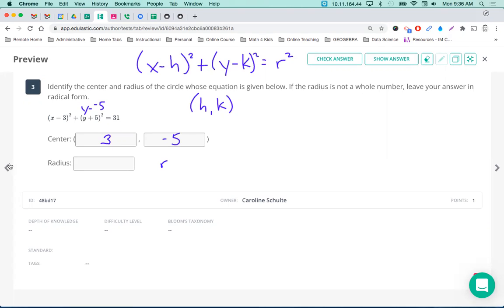Our radius, this number here is the radius squared. So if I want to solve for just r, it's the square root of 31. It says if the radius is not a whole number, leave your answer in radical form. If I can simplify this, I would get a simplified radical, but you can't simplify radical 31. So that'd be my radius.